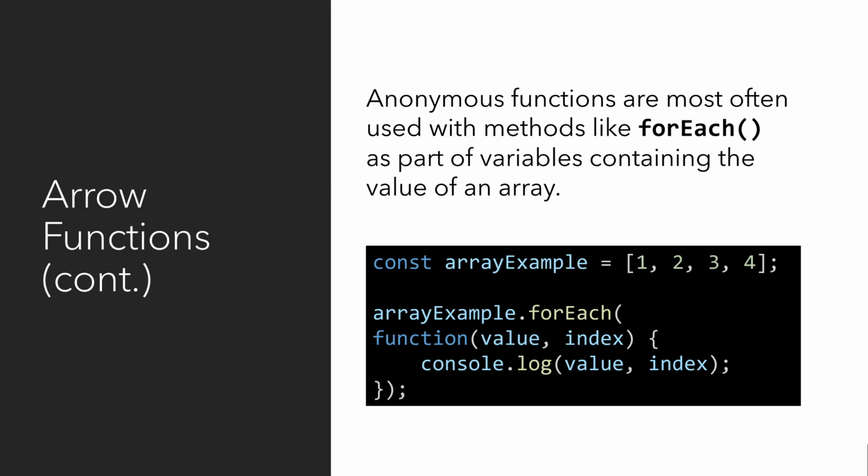Anonymous functions are most often used with methods like forEach. An array, for example, has this method forEach that runs on each entry within the array. So for each entry in the array, we can use an anonymous function here, passed the parameters value and index, to, at least in this example, print the value and index of each entry within the array.